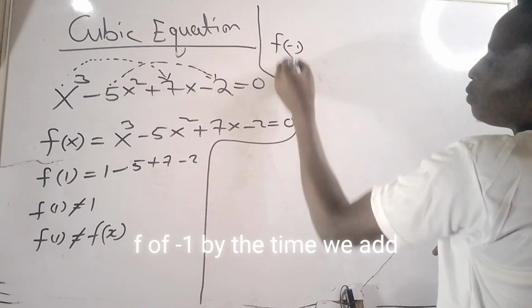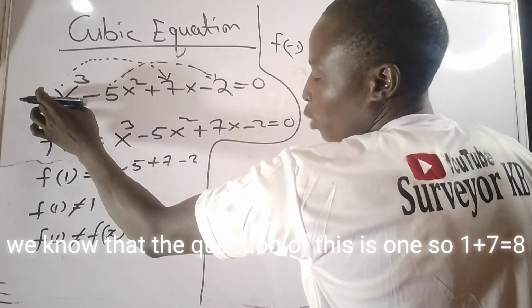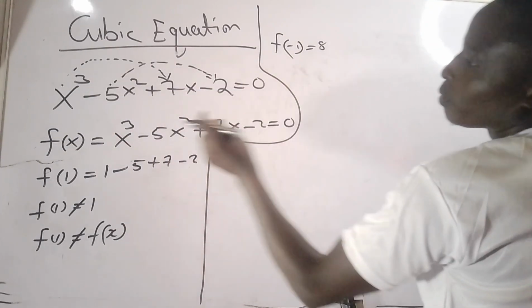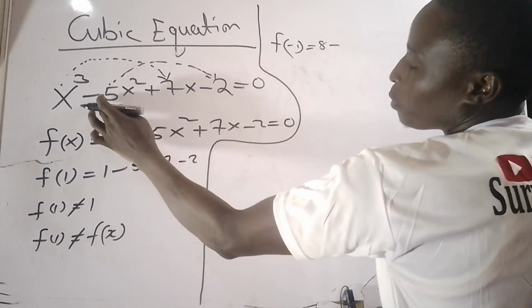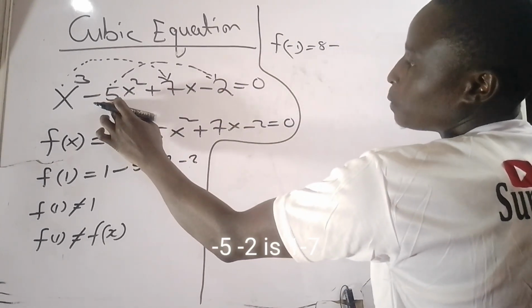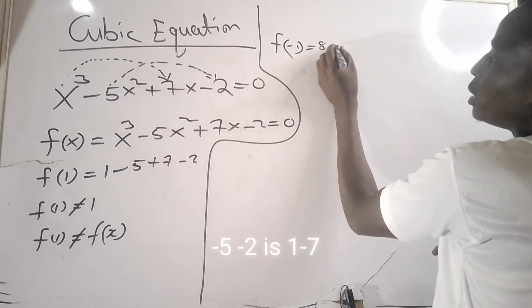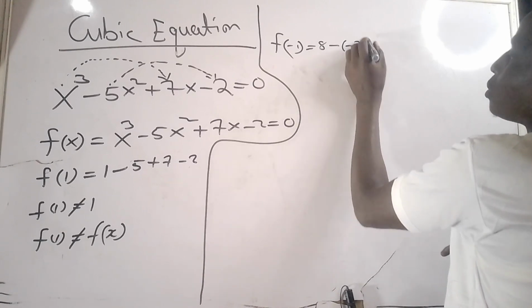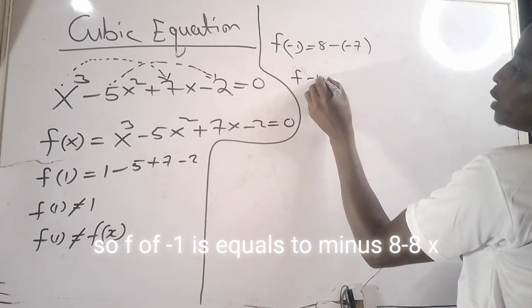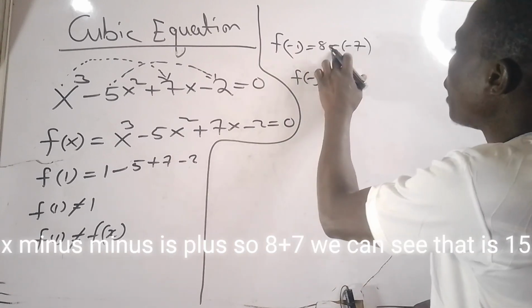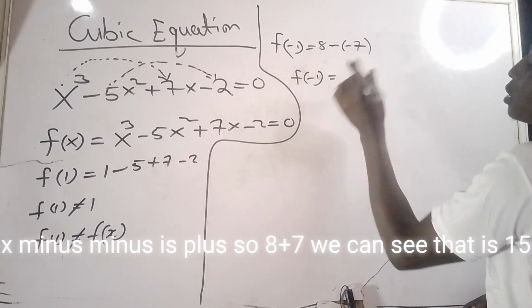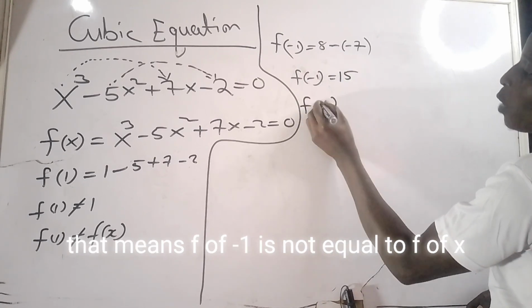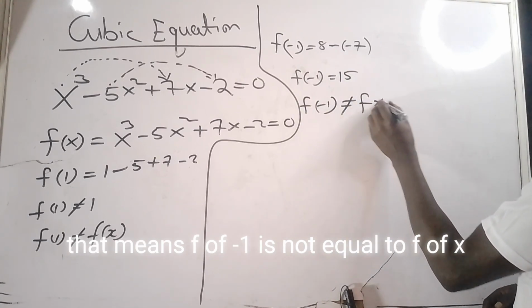So f of negative 1: by the time we add, we know that the coefficient of this is 1. So 1 plus 7 is 8. Then minus 5 minus 2 is minus 7. So f of negative 1 is equal to 8 minus, minus is plus, so 8 plus 7, we can see that is 15. That means f of negative 1 is not equal to f of x.